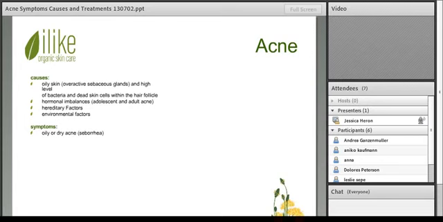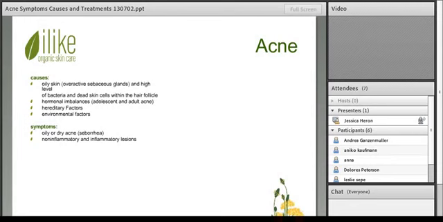Some of the symptoms that we notice are oily or even dry acne, like seborrhea conditions. And a lot of times with seborrhea, we know inflammation also comes into play. And inflammation is kind of what eggs it on, the oily skin plus the inflammation making the condition worse.